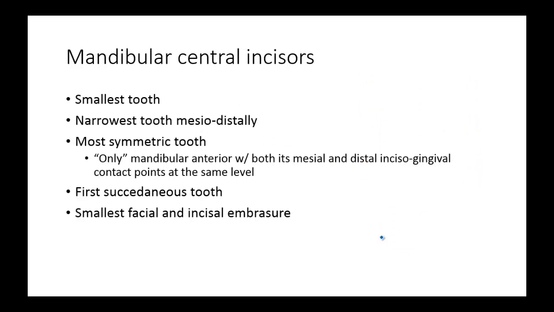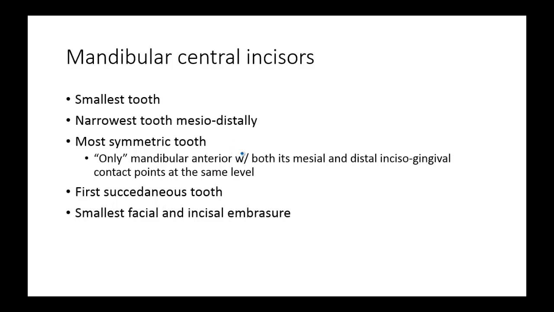So moving on, hope I'm not going too fast. Mandibular central incisors, so things to know about that. It's the smallest tooth in your mouth. It's the narrowest tooth mesiodistally, and it's also the most symmetric tooth. So because it's really symmetric, it's really difficult to tell the difference between whether you're looking at the mesial surface or the distal surface, like if you're looking at the left mandibular central or the right mandibular central. Because it's so symmetric, the facial embrasure is the same size as the lingual embrasure.